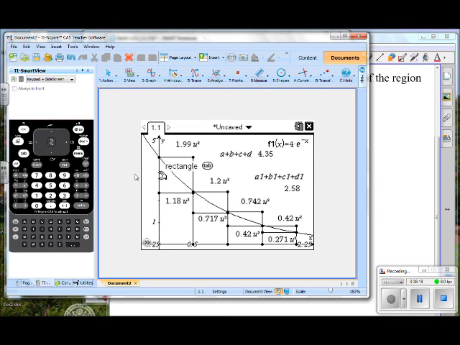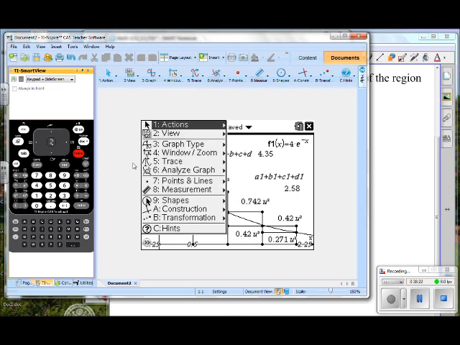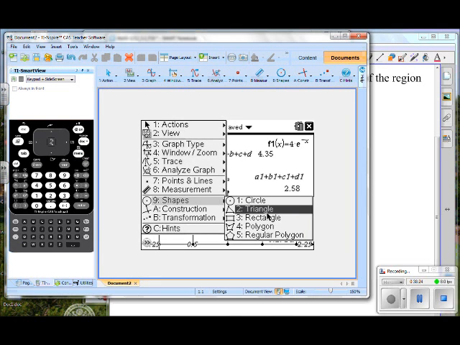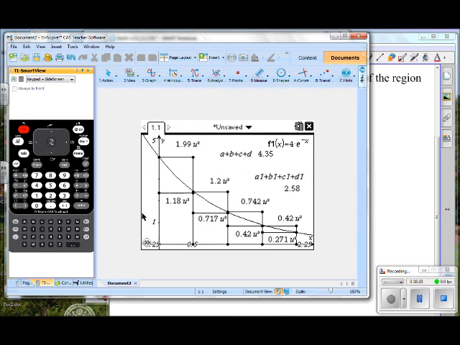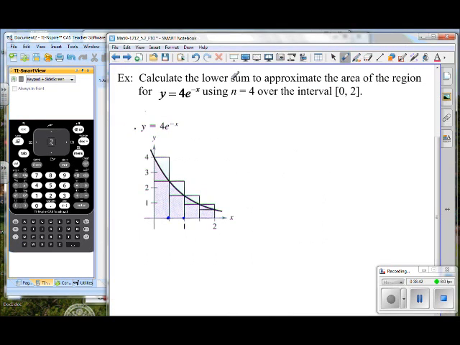Now, if you want to replicate what I just did, I drew the rectangles, I went to menu, went to shapes, and I can then do rectangles. There may be some error there because if I did not get the point right on the function, it may not have attached itself to that. And so these may not be as accurate as they need to be. They are only estimates.